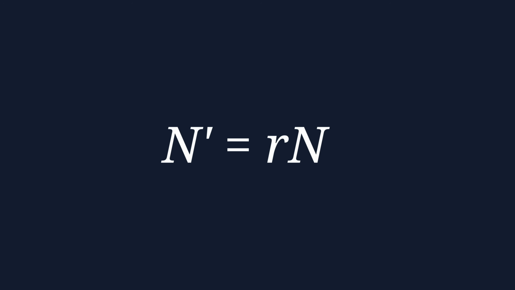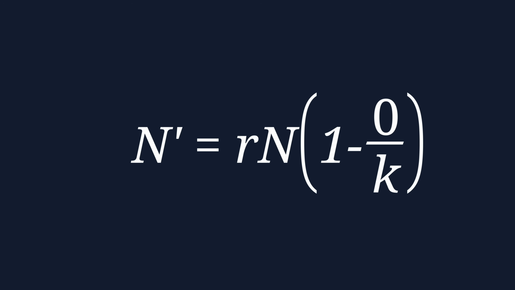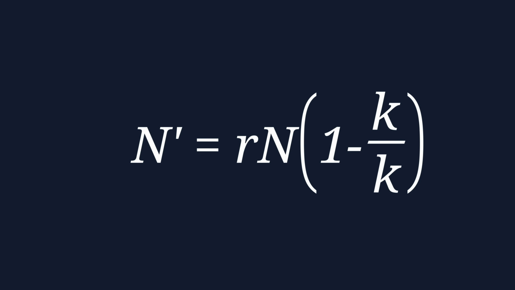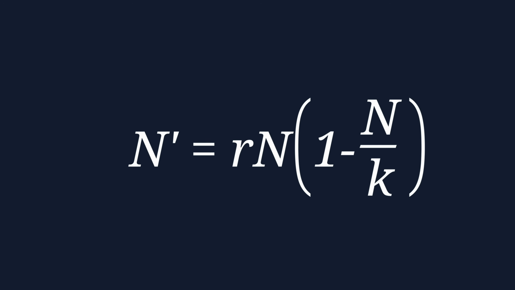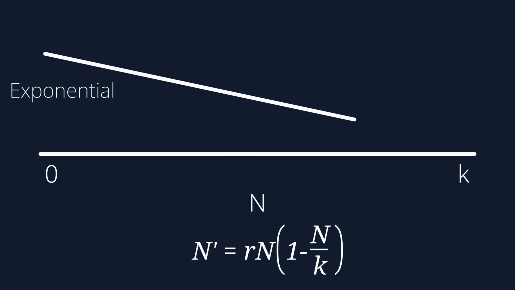So the only addition that logistic growth is making is this element, which you can pretty obviously see when n is 0 or close to 0, this is around 1, and when n is about the same as k, this ends up being 0. So the rate of change for low population numbers is going to be about the same as exponential growth, but as n approaches k, the rate of change is going to drop down to 0.